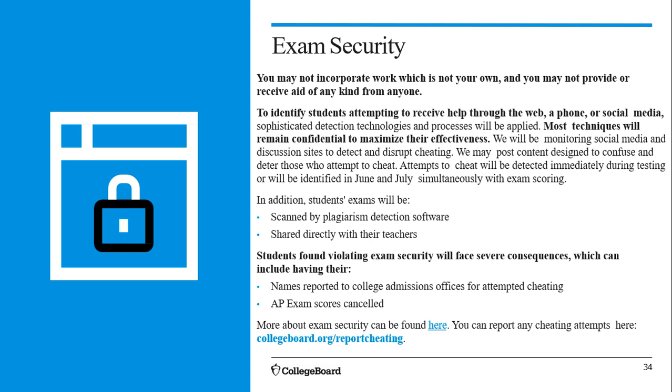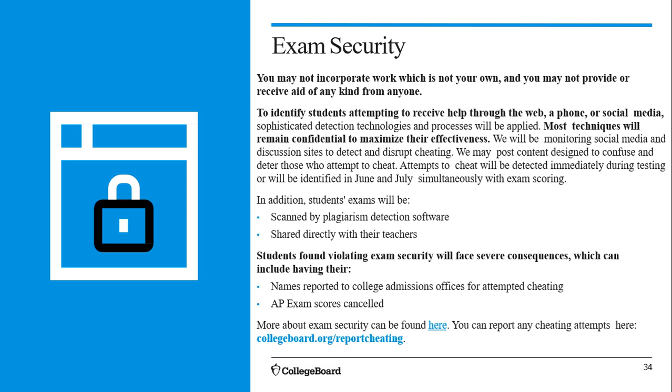To identify students attempting to receive help through the web, a phone, or social media, sophisticated detection technologies and processing will be applied. You guys, they've already caught multiple people for cheating, and those schools have already been contacted, and those students haven't even taken the test, and they caught them cheating already. Conspiracy is a crime. Most techniques will remain confidential to maximize their effectiveness.